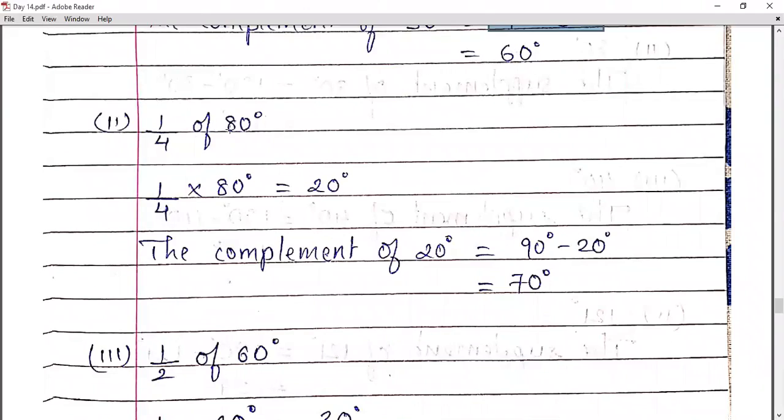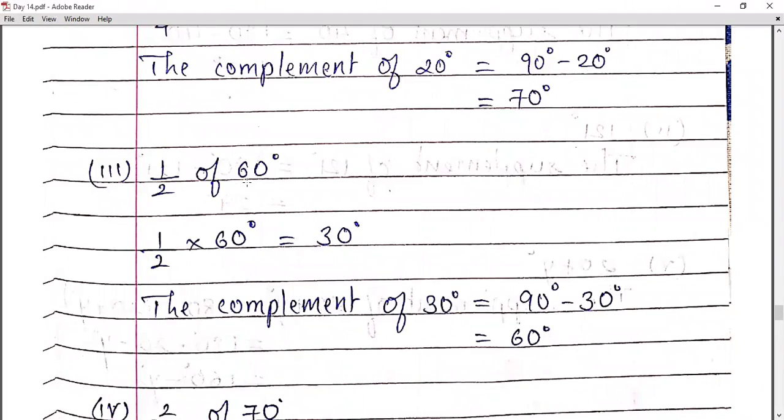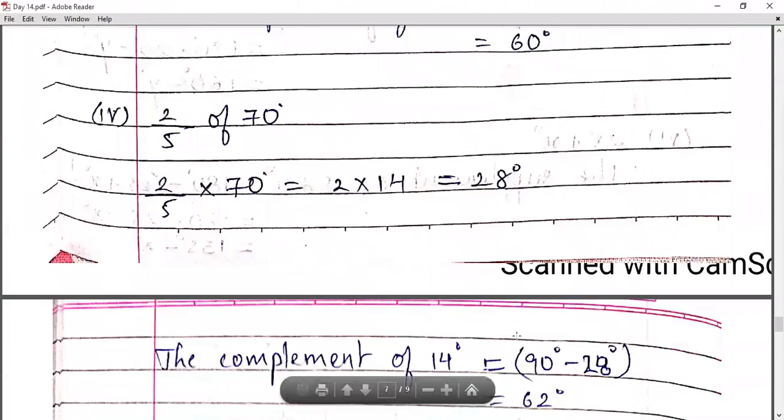1 by 4 of 80 degrees. 1 by 4 multiplied by 80 degrees. On simplification, you will get 20 degrees. The complement of 20 degrees is 90 minus 20 degrees, that is equal to 70 degrees. 1 by 2 of 60 degrees. 1 by 2 into 60, or half of 60, is equal to 30. The complement of 30 degrees is 90 minus 30 degrees, that is equal to 60 degrees.